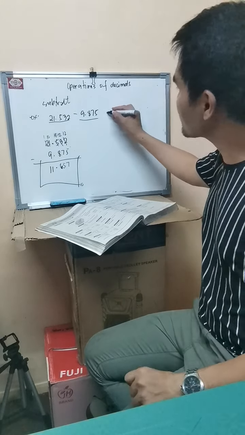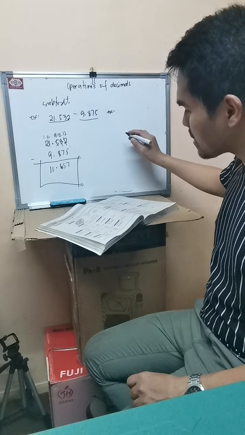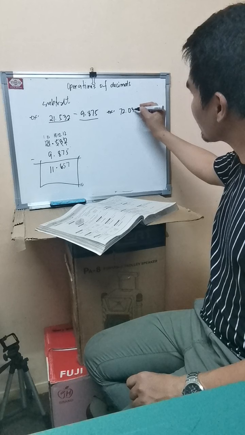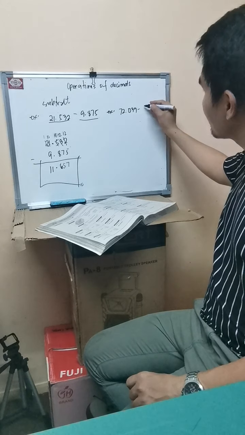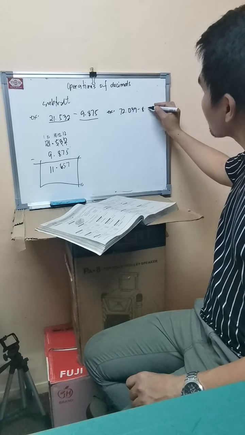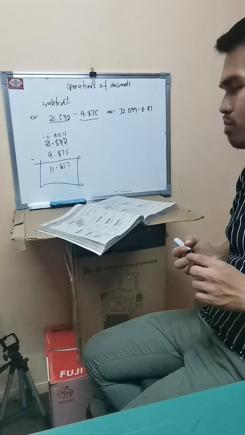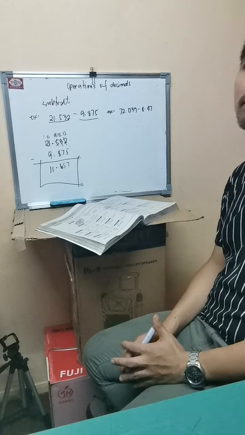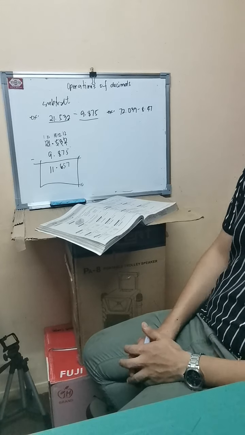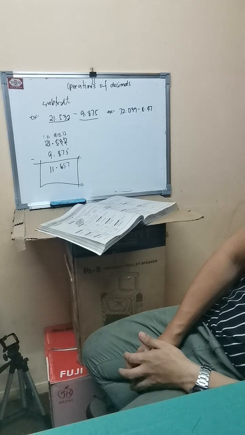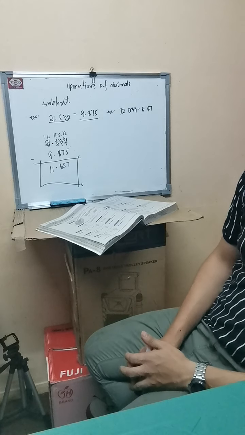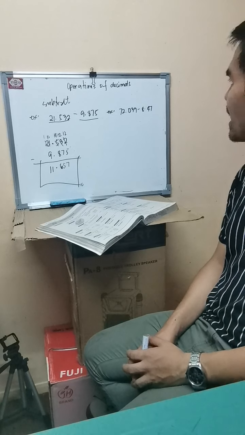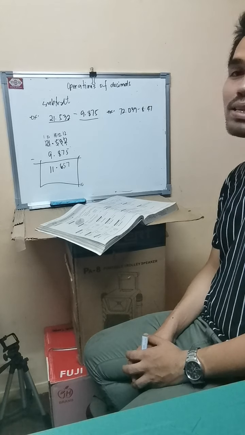Let's try one more example. Okay, let's say you have 72.039 minus 8.47. Okay, 1 minute. Solve this one. Okay, so you have 72.039 minus 8 and 47 hundredths.